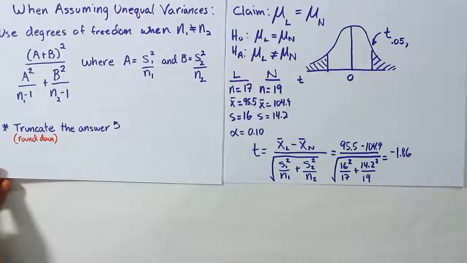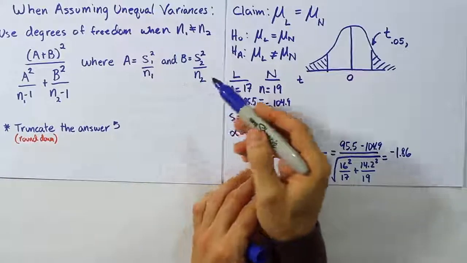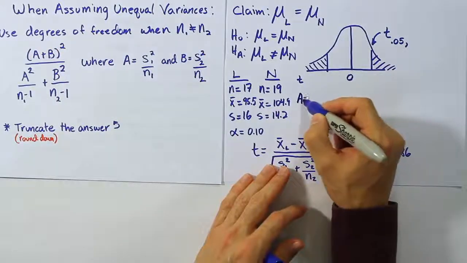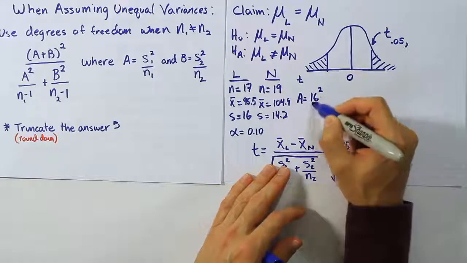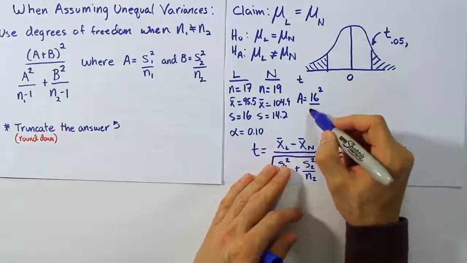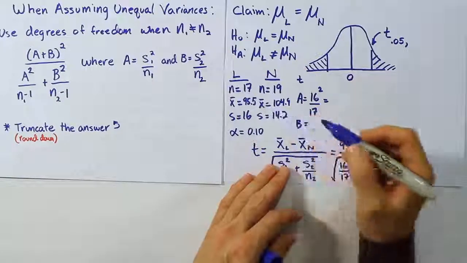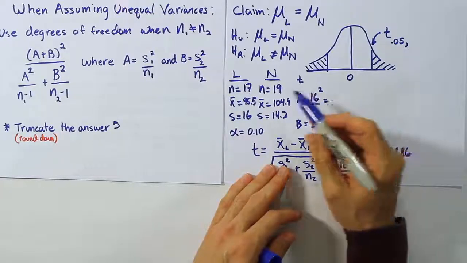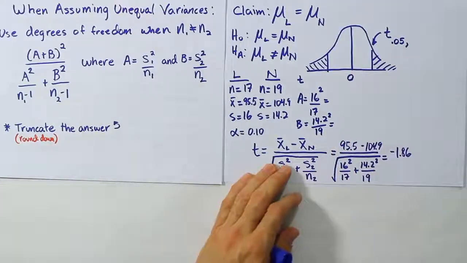So we're going to have to calculate an A and a B, and with those A and B values, we're going to plug it into this complicated fraction. So we're going to say, let A be equal to the first standard deviation squared, divided by its sample size, which would be 17. And then for B, we will have the second standard deviation squared, divided by its sample size, which is 19. Okay, so let's see what that ends up giving us.